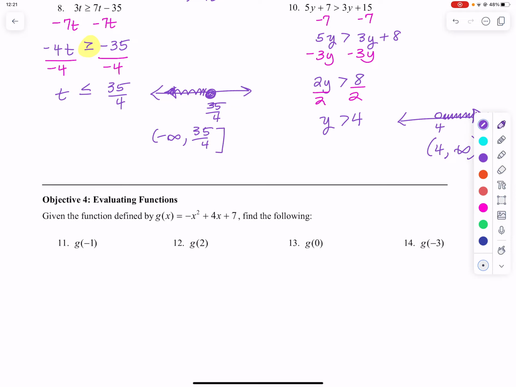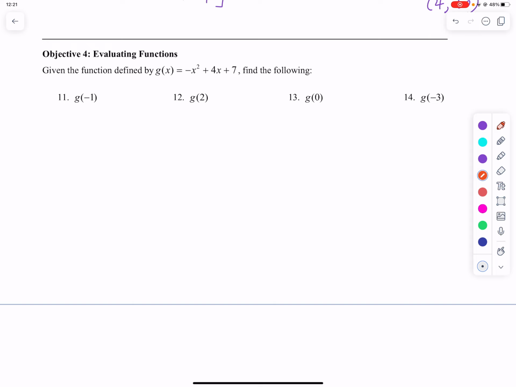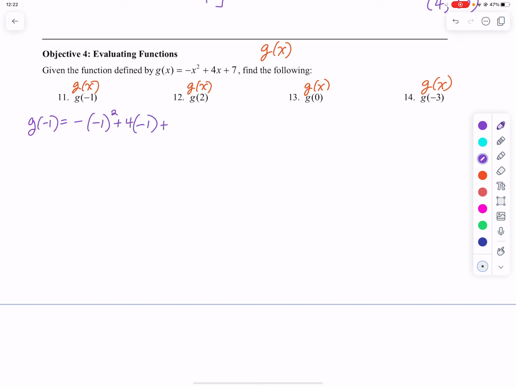Let's go ahead and take a look at number 11 through 14. This is really important. We want to say g of x over and over. So here we have g of x, g of x, g of x, g of x. And you can see that x is different for every one of these. So g of -1 means x is equal to -1. So we have a -1 squared plus 4 times -1 plus 7.